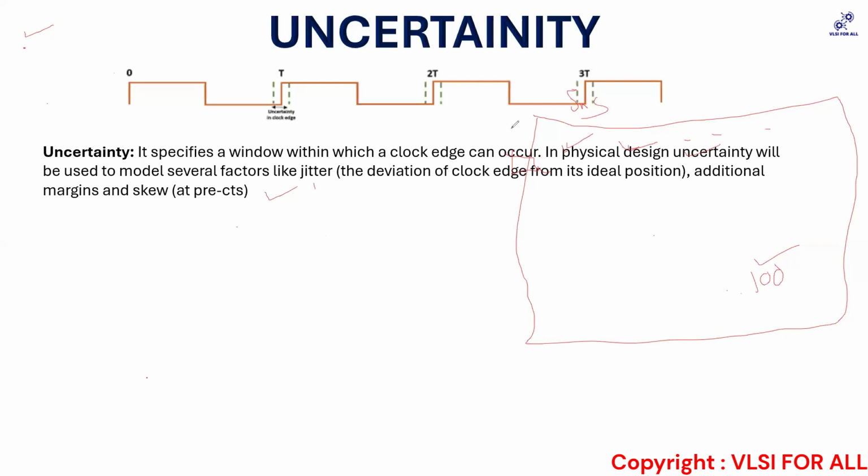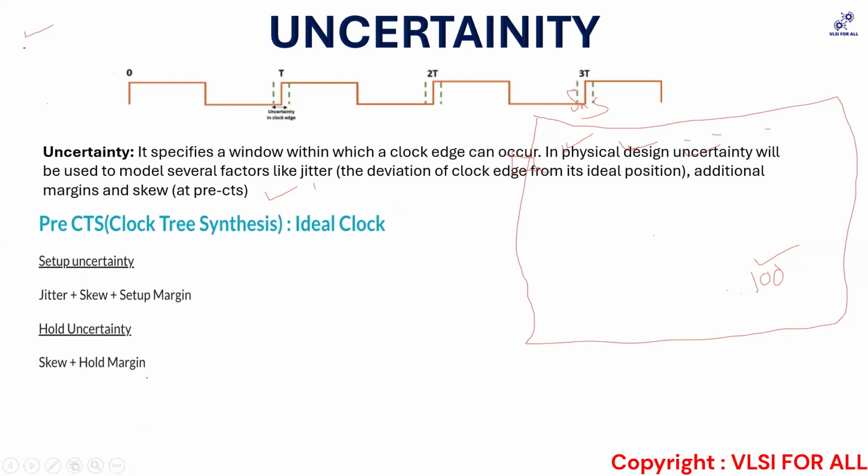Similarly, when you are doing this uncertainty, there will be an uncertainty for setup and there will be an uncertainty for hold. This uncertainty takes into account different things: what kind of jitter, how much is the skew, and how much is your setup margin. This margin is an additional pessimism which we are taking into account just for our safer side.